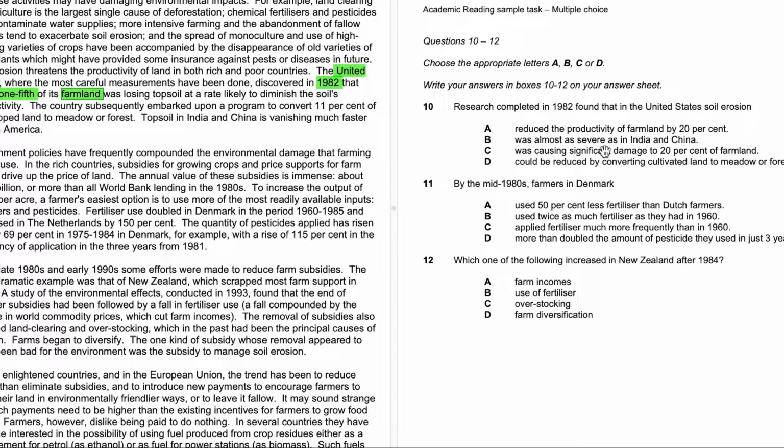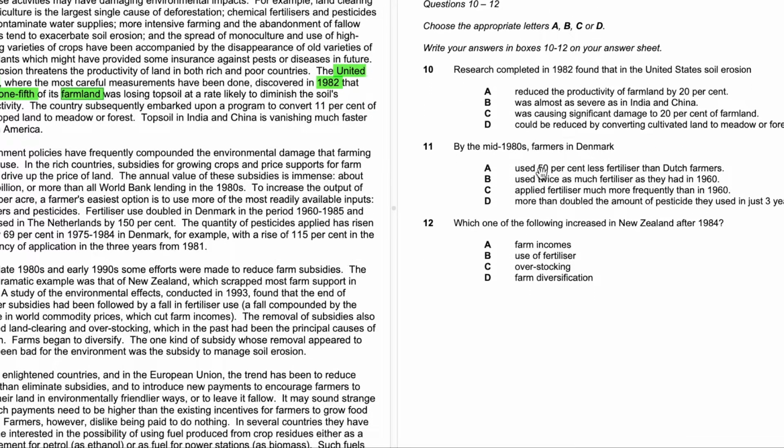As you guys remember, we had here some information about this damage of 20% of farmland. So it's gonna be a question. The answer to question number 10 is gonna be C. Was causing significant damage to 20% of farmland. So we'll go further to question number 11.